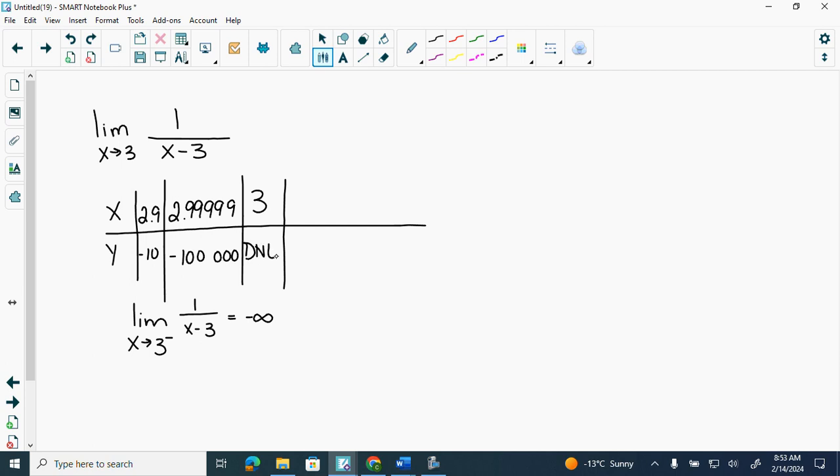And then for this one, I could go a little further away, like 3.1, which is quite a bit away, and I get 10. And then I do 3.000001. I know what we're going to get here. Oh, weird, we get a hecka really large number. Positive. So what are we approaching from the right?